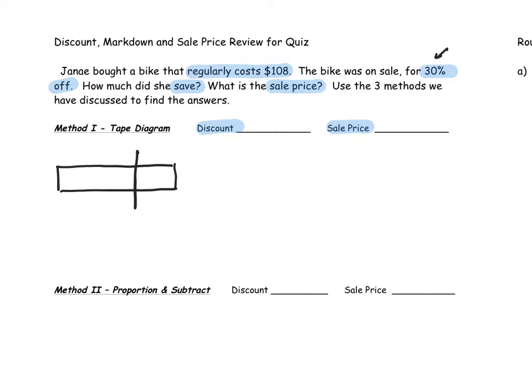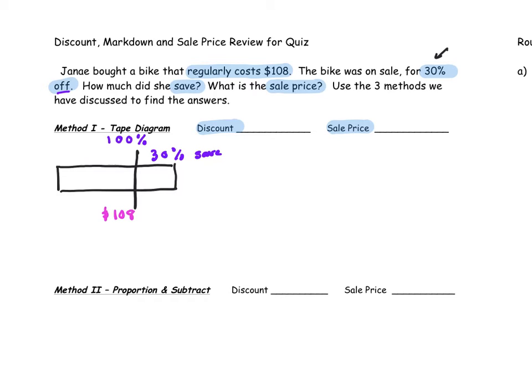So first of all, I should have started out with the fact that this whole bar, before we chopped any part off, was 100%. And this whole bar, or rectangle, represents, money-wise, $108. So we have the top, which we work with percent, and the bottom, which we work with money. So when we cut off this part, this is representing 30% off. And this is the amount that we're going to save, the discount.